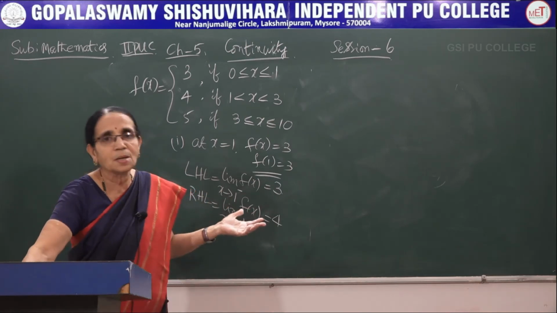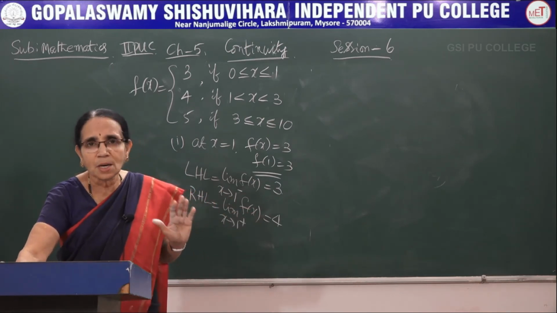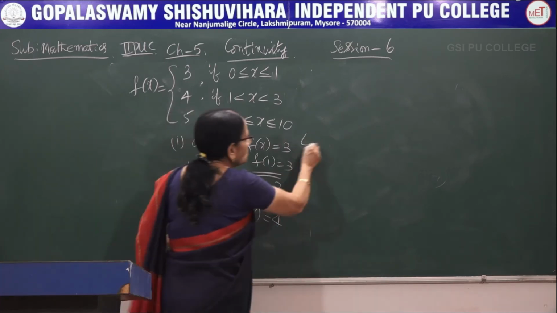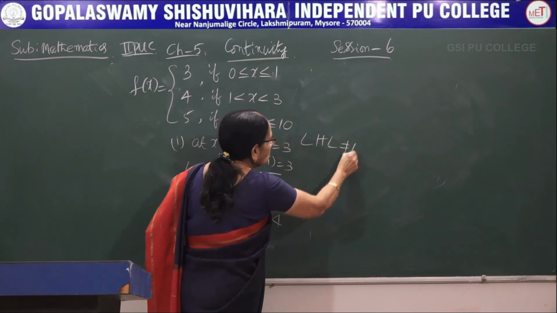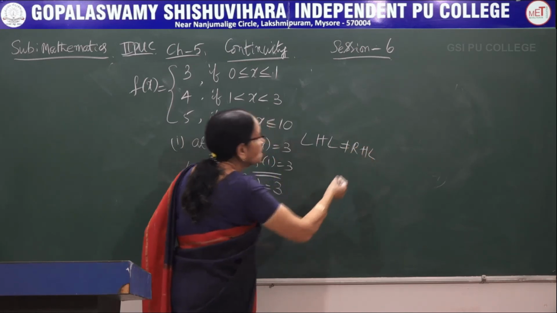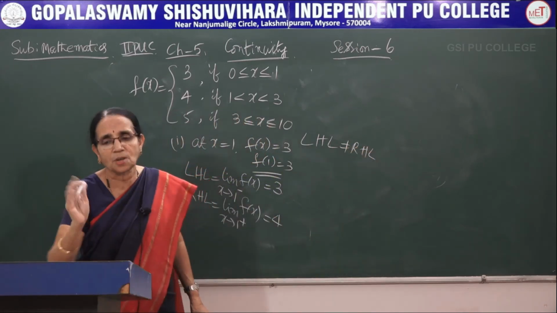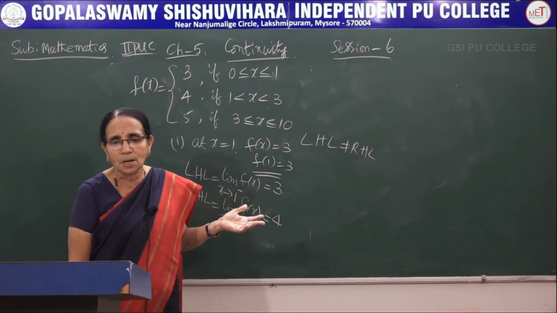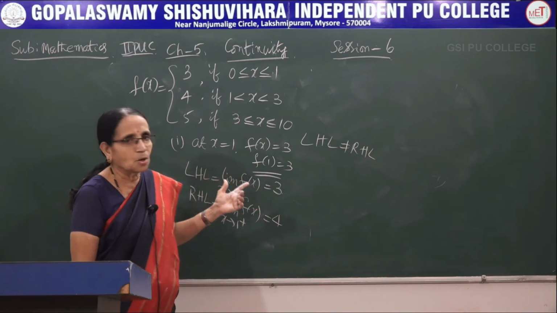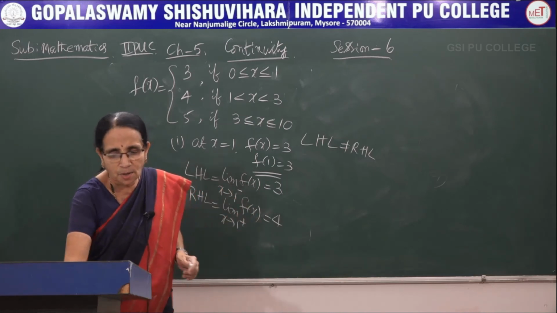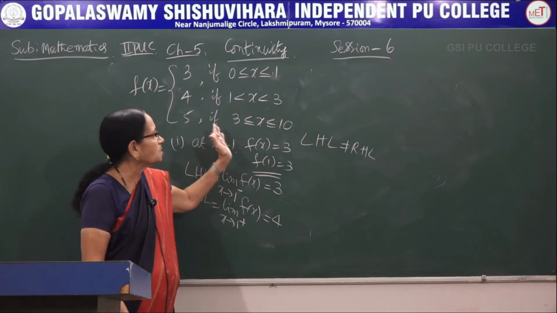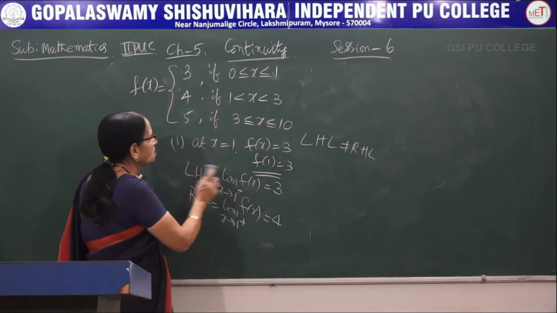What do you mean by that? The two limits are not equal to each other. LHL is not equal to RHL. When the limits are not equal to each other, the limit does not exist at all. So, when the limit does not exist, the function automatically becomes discontinuous, or not continuous, at x equal to 1. So, between 0 and 1, 1 and 3, 3 and 10, the function was continuous.